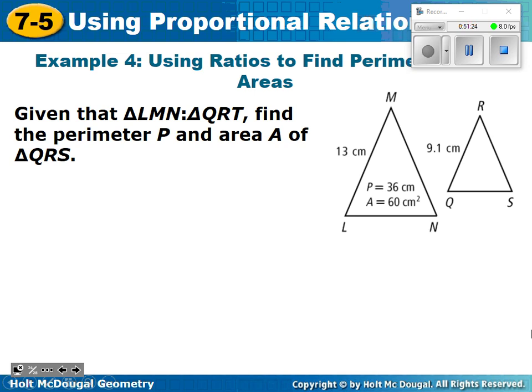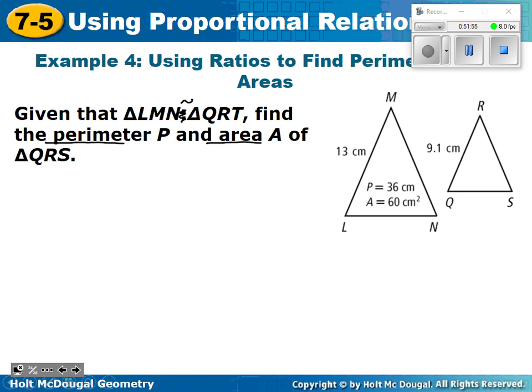So here's how you're going to use that. They're going to give you a problem like this. This has a typo. Fix it real quick. This should say triangle LMN is similar to triangle QRT. So given that the two triangles are similar, they want you to find the perimeter and the area of the second triangle. They do not give you enough information in that second triangle to calculate perimeter or to calculate area. So what you're going to do is use these ratios to figure it out.